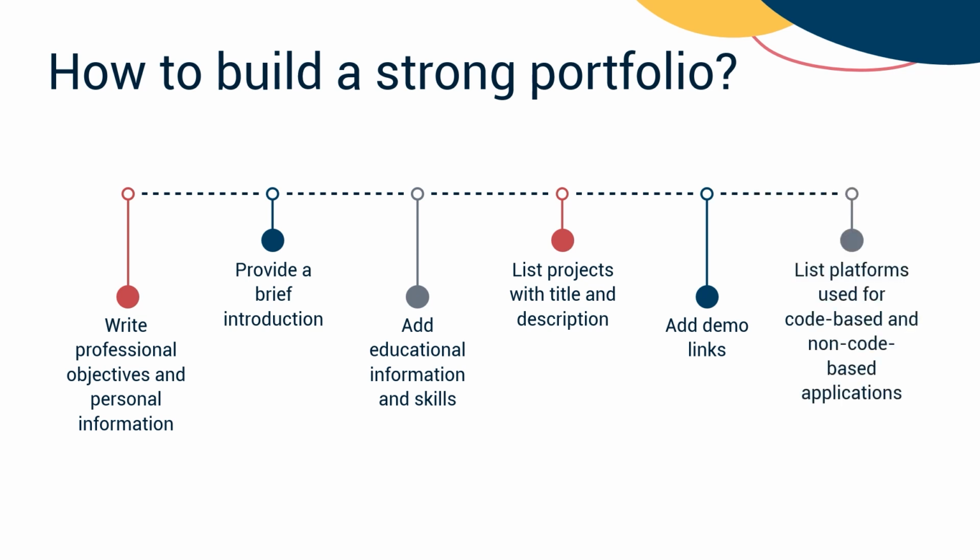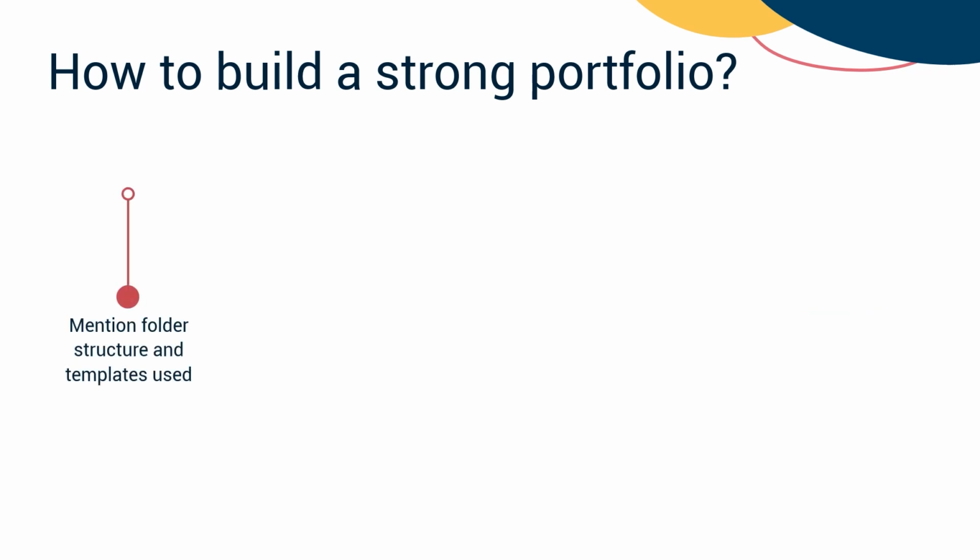List the selected platforms for the code-based and non-code-based applications. For example, Flutter, React Native, HTML, CSS, or JavaScript are platforms for code-based applications. However, Wix, WordPress, or Notion are platforms for non-code-based applications. Discuss the folder structure for the code-based platforms in your portfolio and provide code examples. However, mention the template used for non-code-based applications. Adding interactive features such as animations using CSS or libraries such as AOS Lite, dark themes, and search functionality for projects or blog posts could help build a strong portfolio.